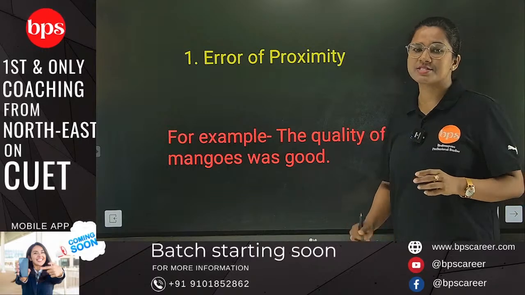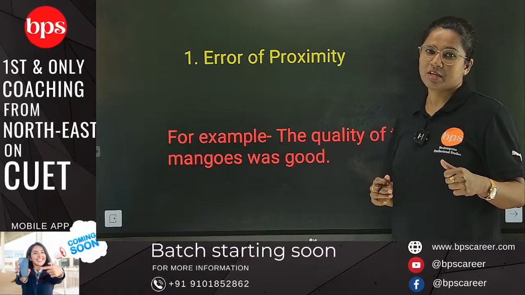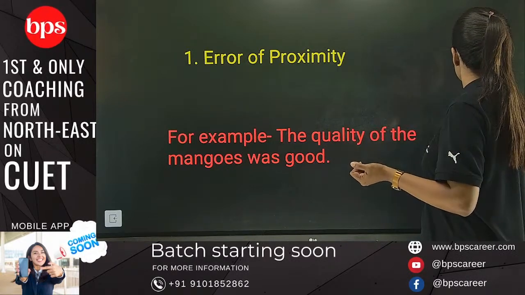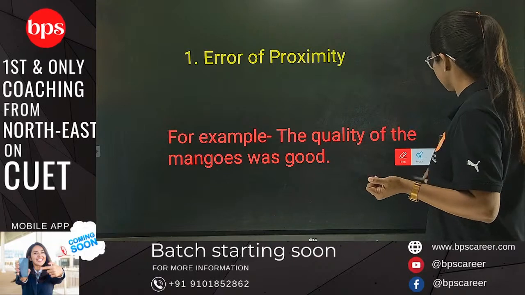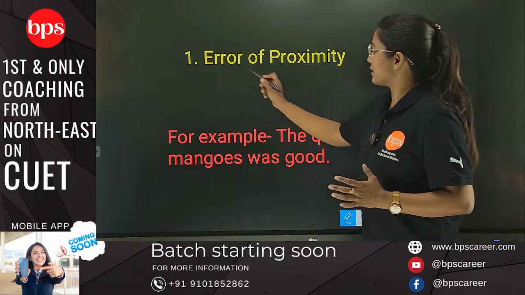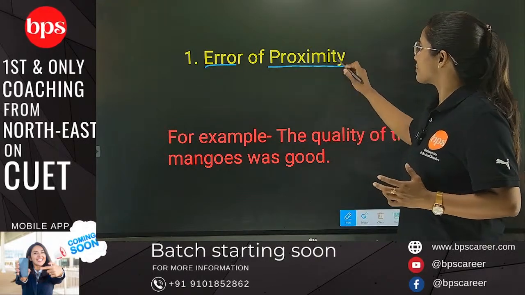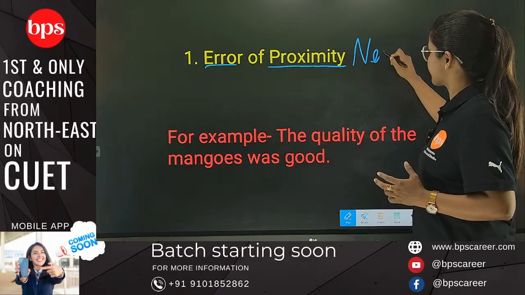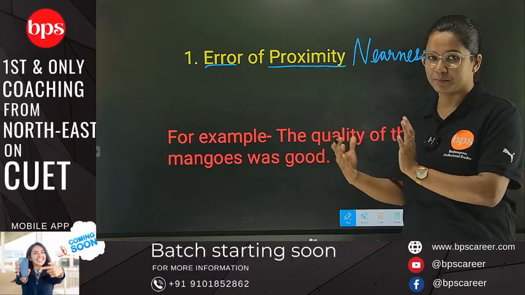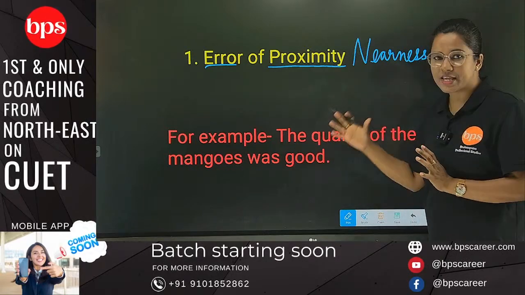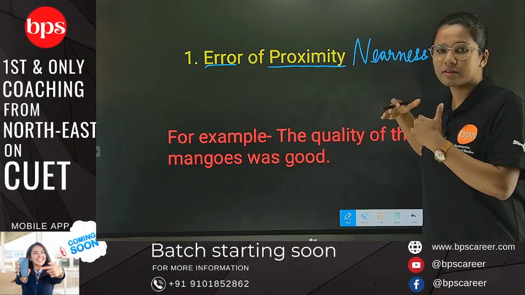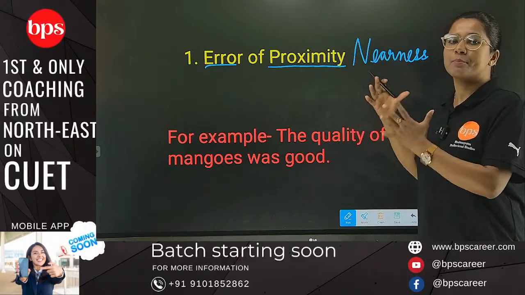Number 1, that is error of proximity. Now, what is error of proximity? Now see, when we say proximity and there is an error of proximity, proximity means nearness. That means which one is near to the verb. So here there is an example. From the example itself, the rule here is visible, or the rule here is prominent.